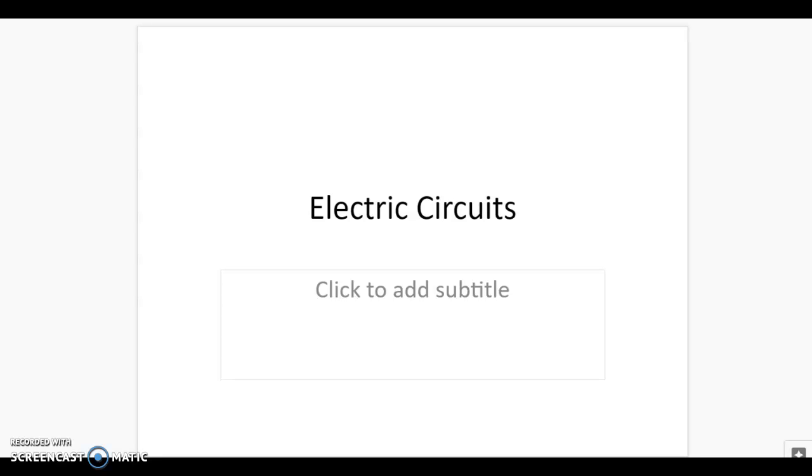Hey physics peeps, we're going to take some really quick notes on electric circuits. So I need you to pull out your pen or pencil, piece of paper, and we're going to take really brief notes. And so here we go.